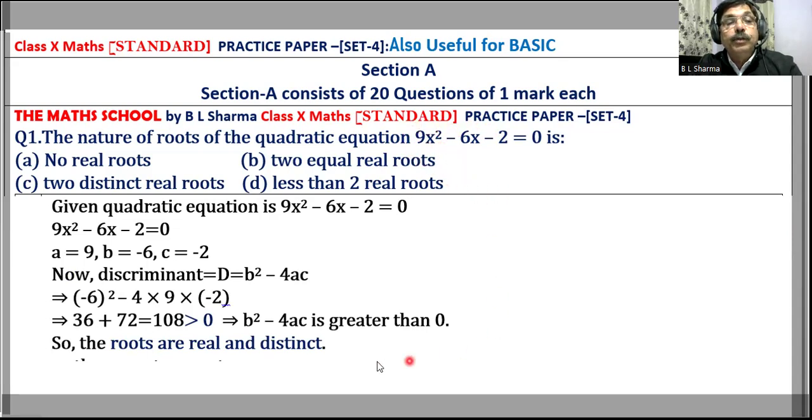But what kind of roots will they be? They will be distinct. Distinct means different. तो इसके दो रियल रूट होंगे और दोनों ही अलग अलग होंगे, डिफरेंट होंगे. So I think C is the correct option.